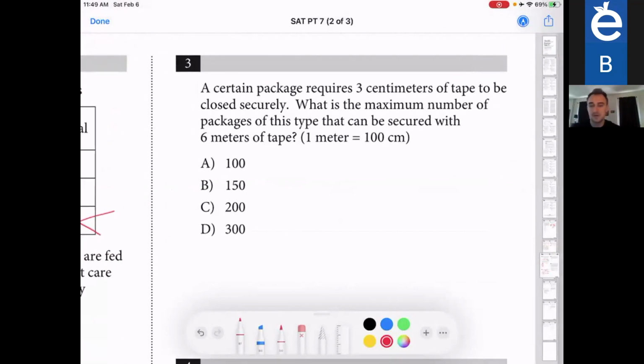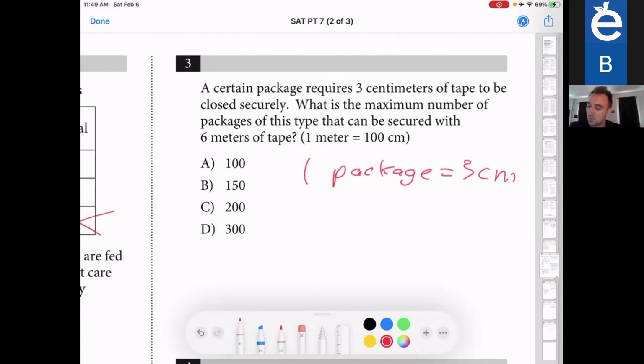Yeah, let's do number 3 here. Good question. It says a certain package requires 3 centimeters of tape to be closed securely. What is the maximum number of packages of this type that can be secured with 6 meters of tape? So one package requires 3 centimeters, 3 cm, right? Just our abbreviation for centimeters. What is the maximum number of packages of this type that can be secured with 6 meters of tape?